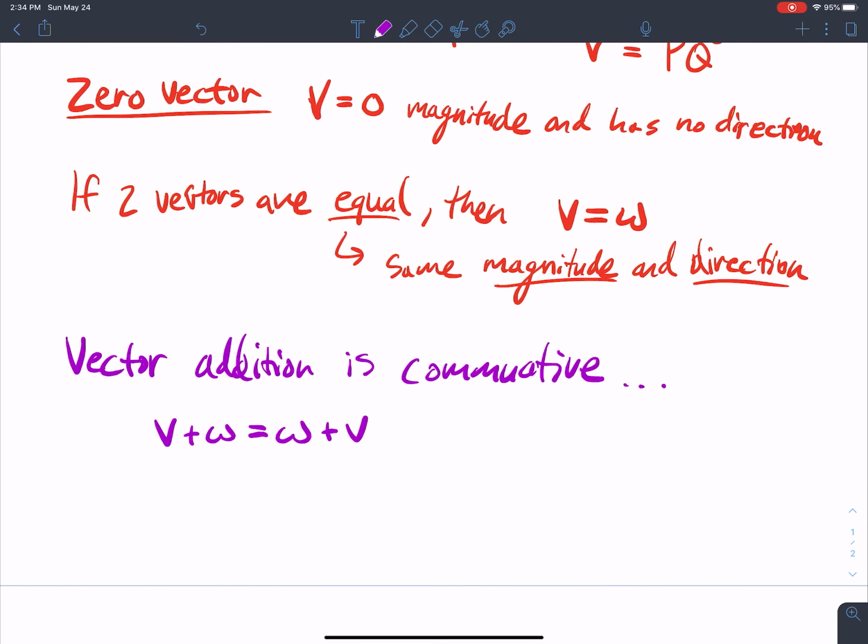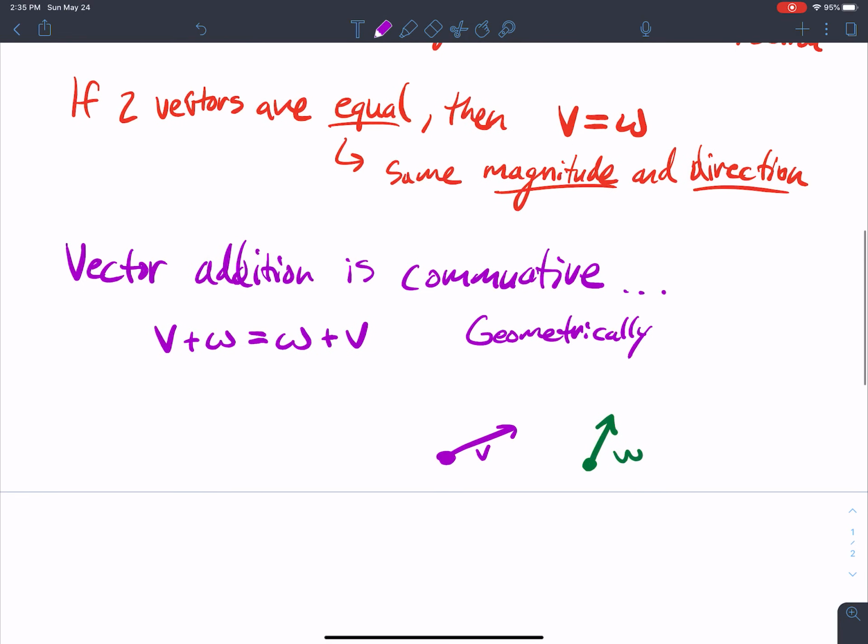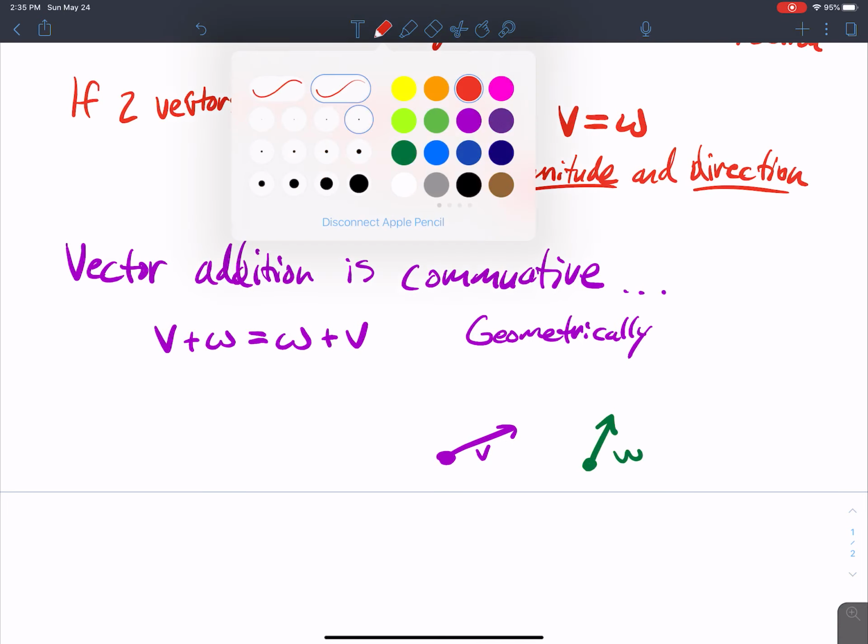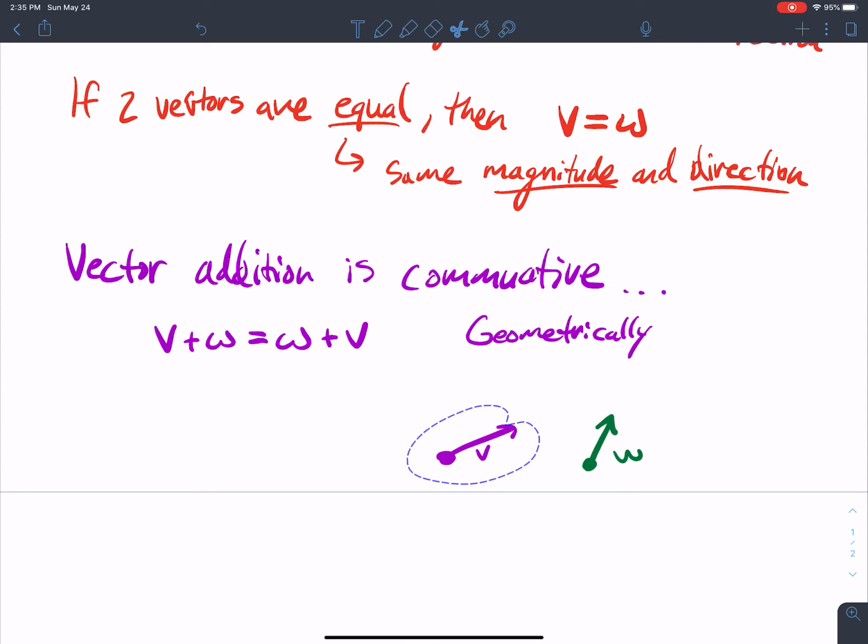So how do we add geometrically? If we have some vector V that goes like this, and some vector W that goes like this, then to add V plus W together, I take one and I take the other, and I put them head to tail, tail to head. The addition of those two gets me to this point right here, which is V plus W.